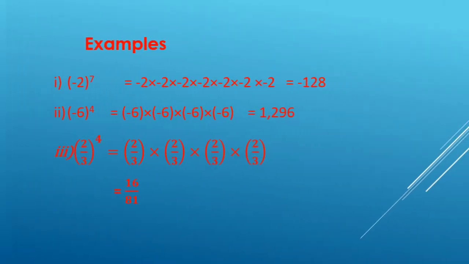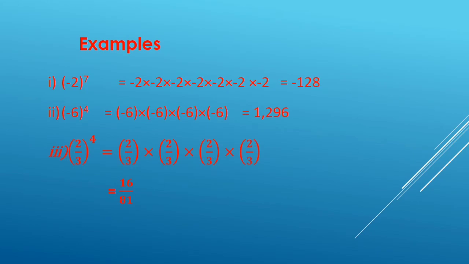Let us go through few examples. We have minus 2 to the power 7. We know that it is minus 2 multiplied 7 times by itself, that is minus 128. Then minus 6 to the power 4 is 1296 and 2 by 3 to the power 4 is 2 by 3 multiplied 4 times by itself, and that is 16 by 81.